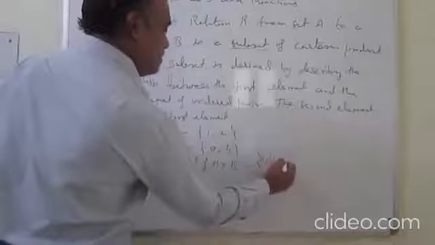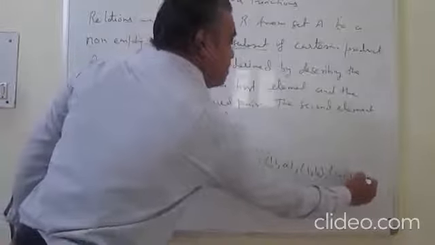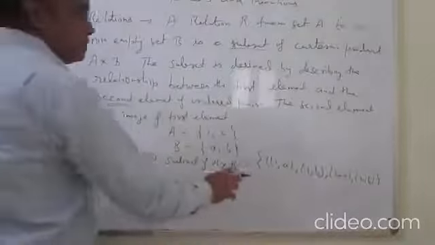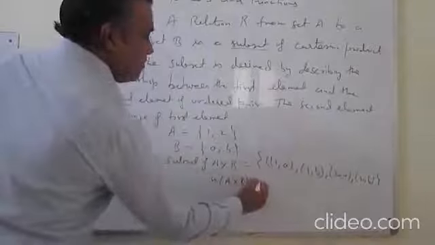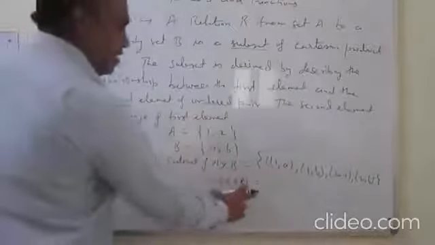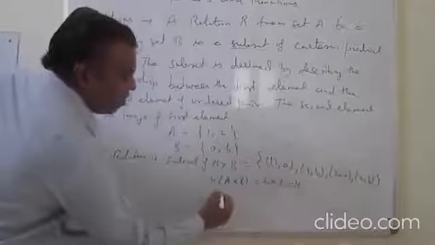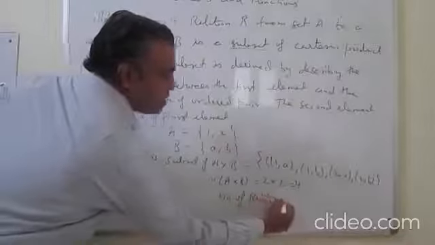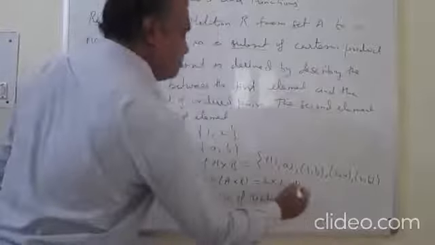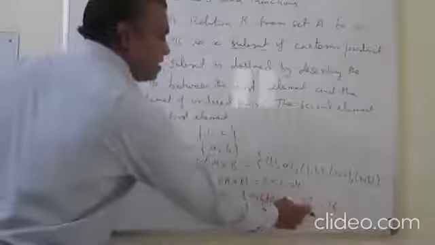So (1, a), (1, b), (2, a), (2, b). Now, how many elements in A cross B? The number of elements in the Cartesian product is 2 into 2, that is 4. So the number of relations is 2 to the power 4, that is 16. So how many relations will be formed? 16.